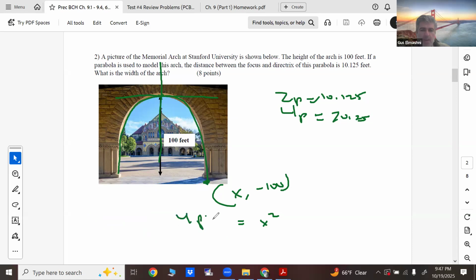Let's get another question. So vertex 0, 0. But you do know that point's there. Then I can plug in that for 4p, that for y, and solve for x. There you go. It's going down, so it should be a negative in front as well. Then solve for x, and you're good. What was the question?